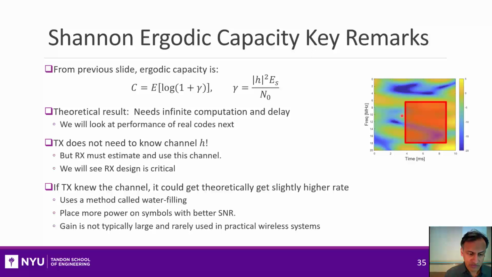Now, it turns out that if the transmitter did know, you could actually get even a little better by playing some games. Specifically, what you would do is you would try to optimize your power distribution to put more power on symbols which have higher SNR and less power, or maybe even zero power, on symbols that have lower SNR. This trick is called water filling. It turns out that that optimization in most practical scenarios doesn't get you much bang for your buck, so I'm not going to cover it in here, but go ahead and check out the textbooks because they do give it if you want to get the theoretical result.